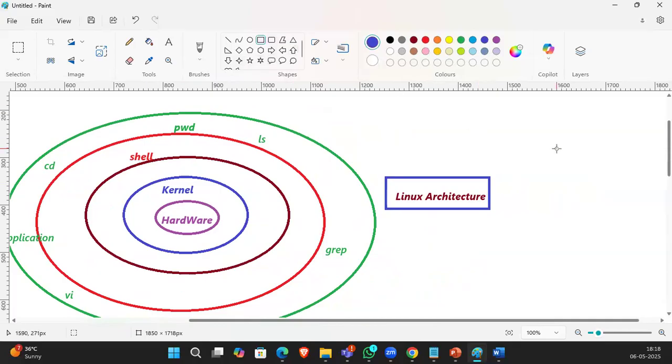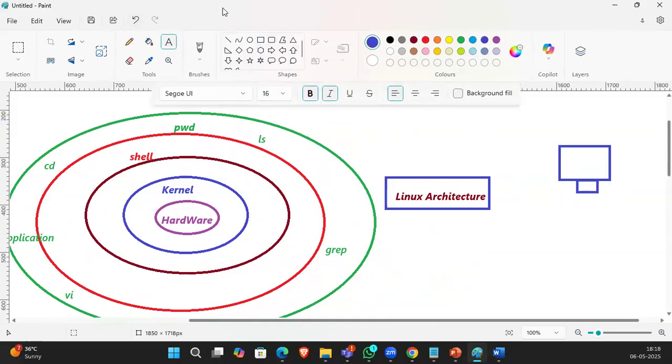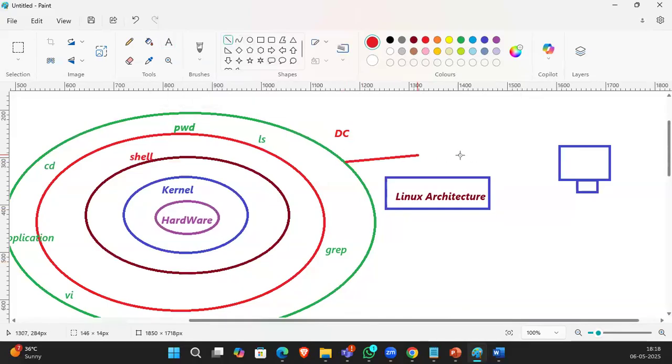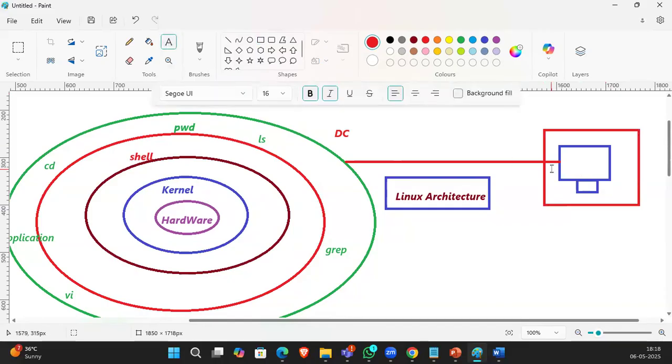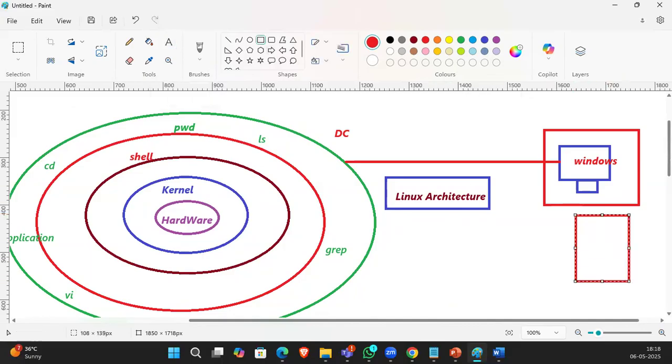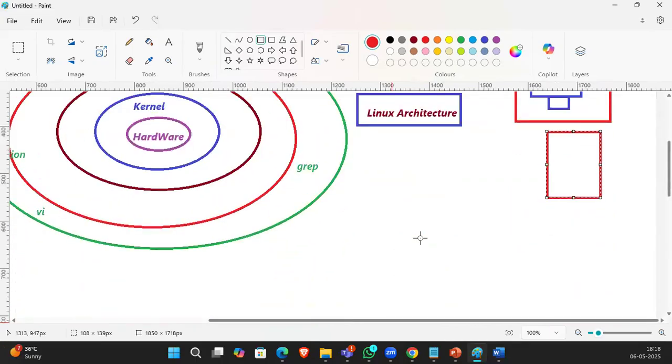Okay. For example, this is the Linux server. This Linux server is located in the DC, the data center. You want to connect to this from our local machine. For example, this server is in Bangalore and you are in Hyderabad, using a Windows machine. How can you connect? You can connect through putty only.